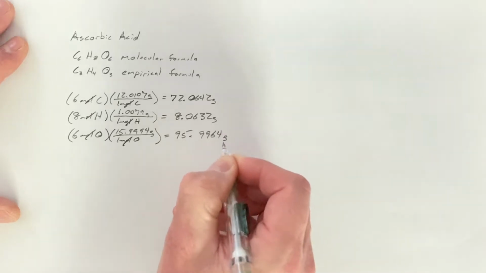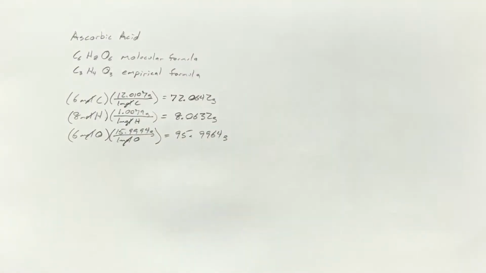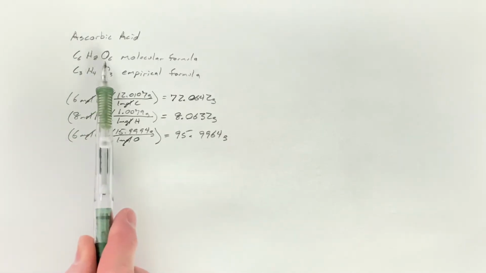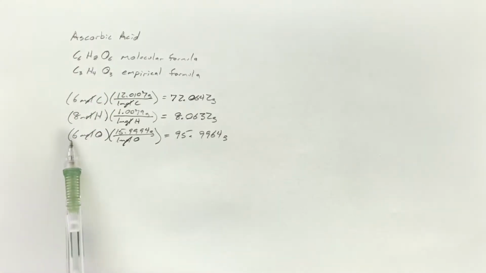95.9964 grams of oxygen. So within 1 mole of ascorbic acid, there are 6 moles of carbon, and these 6 moles of carbon have a mass of 72.0642 grams. Within 1 mole of ascorbic acid, there are 8 moles of hydrogen, and these 8 moles of hydrogen have a mass of 8.0632 grams. And within 1 mole of ascorbic acid, there are 6 moles of oxygen, and 6 moles of oxygen have a mass of 95.9964 grams.